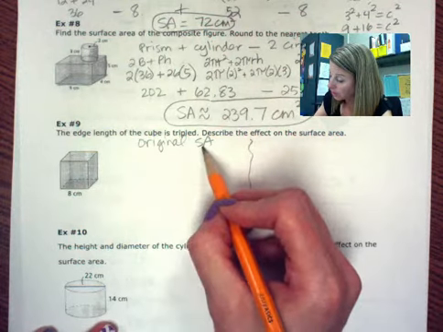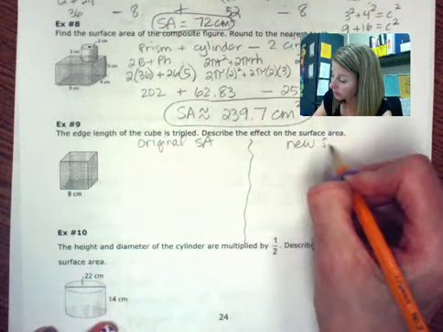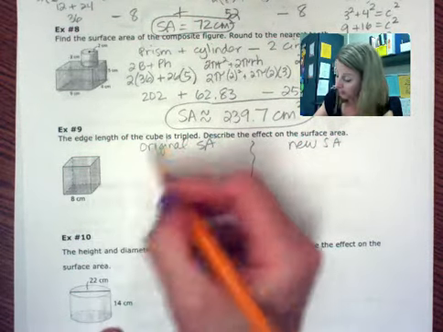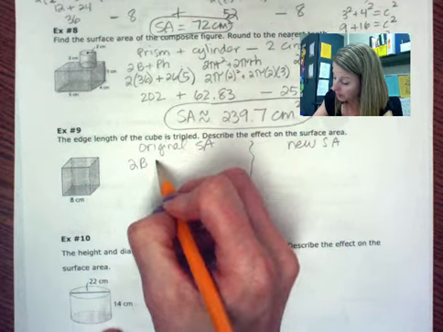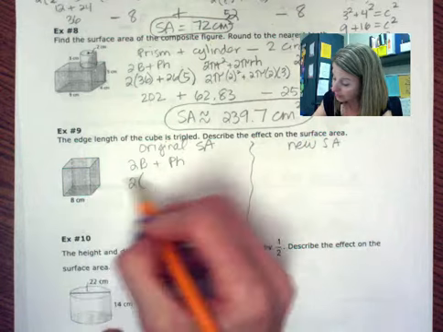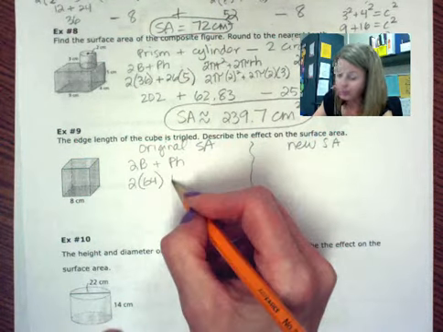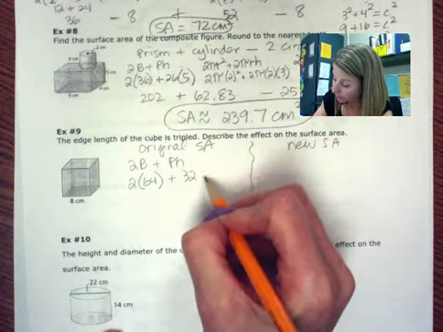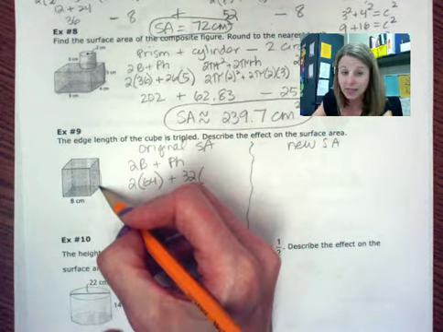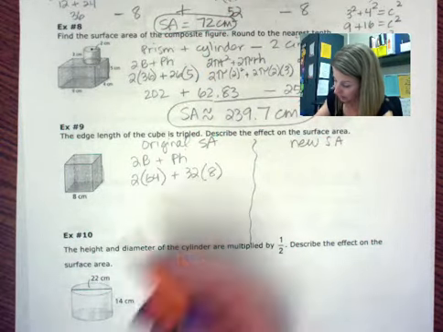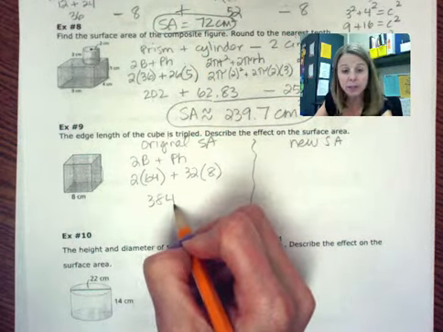So I'm going to do my original, and then I'm going to do my new surface area after I've tripled it. So this is a prism or a cube. So I'm going to do 2b plus ph. So I'm going to do 2 times 8 is 64. So this is like the one we did yesterday. Perimeter is going to be 8 times 4, so 32. And then since it's a cube, everything's 8, so the height is also 8. So 2 times 64 plus 32 times 8. So my original one is 384.